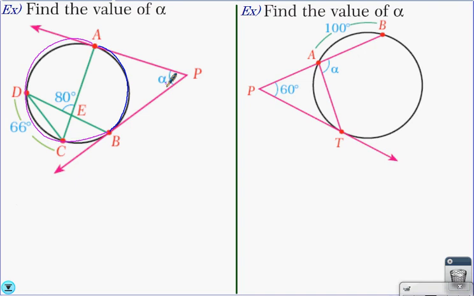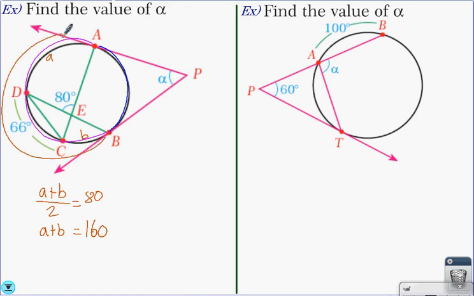First thing, if I name these two arcs A and B, A plus B over 2 is going to be equal to the interior angle 80. So here I can get that A plus B is 160, 2 times 80. So the purple arc, which is A plus B plus 66. So let's write it over there. 160 plus 66 is going to be 226 degrees.